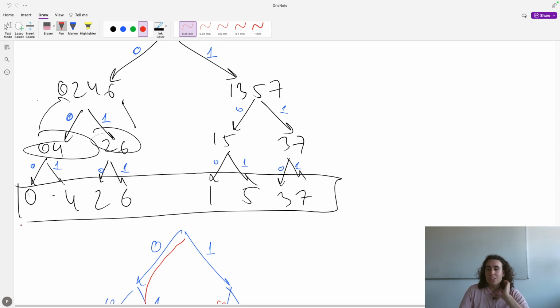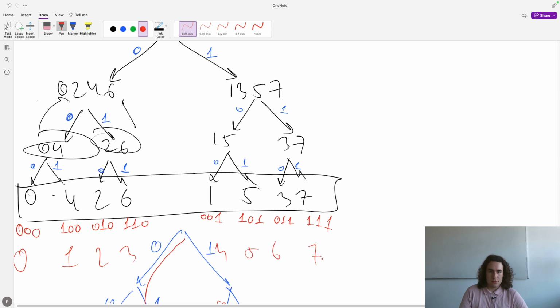The binary representation of 0 is 0, 0, 0. 4 is 1, 0, 0. 2 is 0, 1, 0. This is 1, 1, 0. 0, 0, 1. 1, 0, 1. 0, 1, 1. 1, 1, 1. If you reverse these numbers, you can see that it's going to be 0, 1, 2, 3, 4, 5, 6, 7. So we just need to place all the numbers at the position that is the inverse of its binary representation.